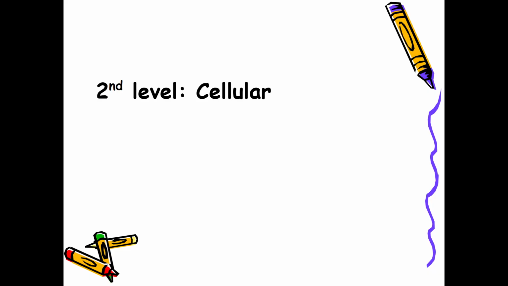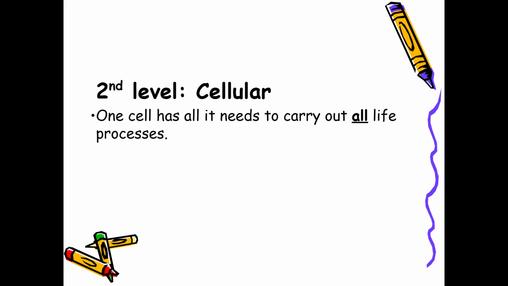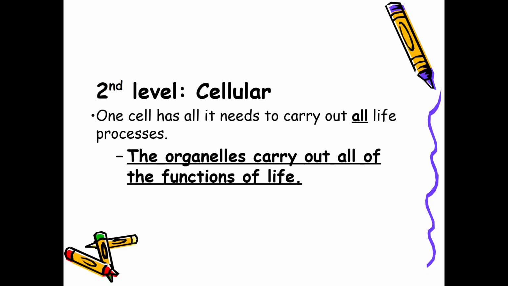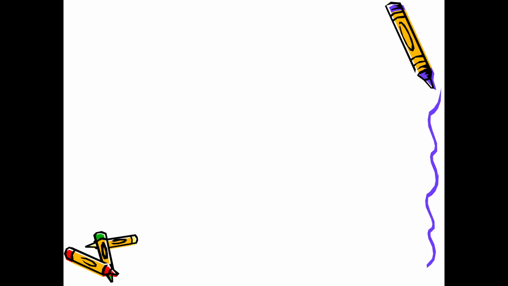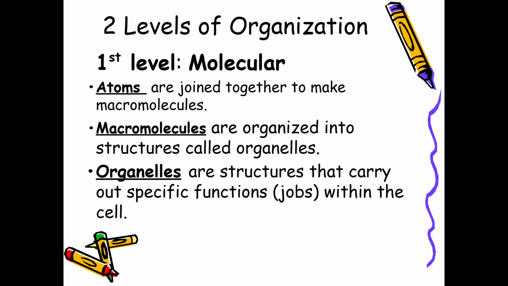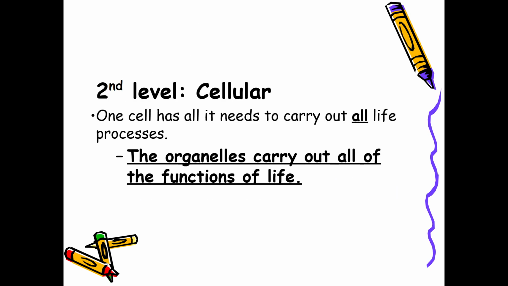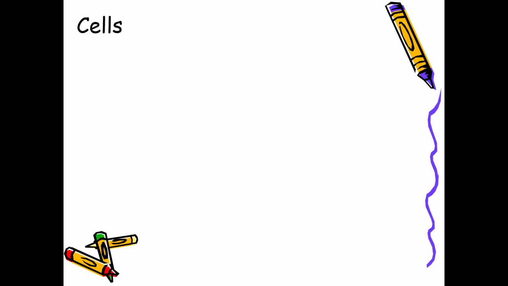All right, and then our next level is cellular. One cell has all it needs to carry out all of life's processes, right? Cells are the basic unit of life. It's one of our characteristics of life that we looked at. And here again, we have the same thing. The organelles carry out all of the functions of life. So you have it on your last page, and here, similar idea. Make sure you have that written down in your notes. That's the first thing you need to write down.